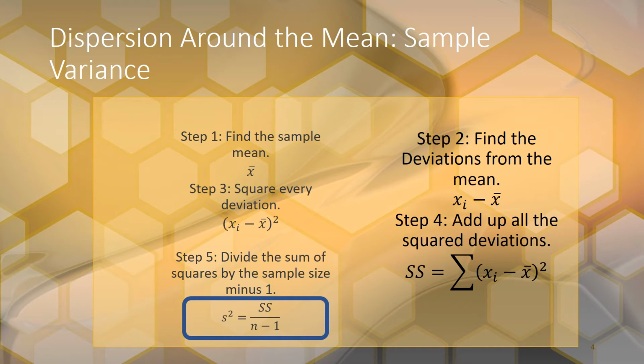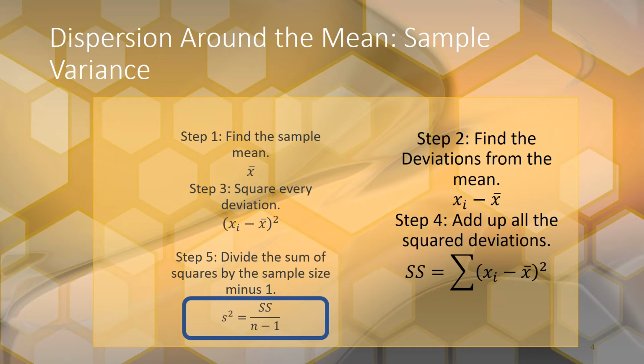So step 1 is the same: find the sample mean. Well, it's almost the same. Instead of finding the population mean, you find the sample mean. We're going to use x bar for the sample mean instead of mu for the population mean. Step 2 is find the deviations from the mean. So you're going to take each value, subtract off the sample mean.